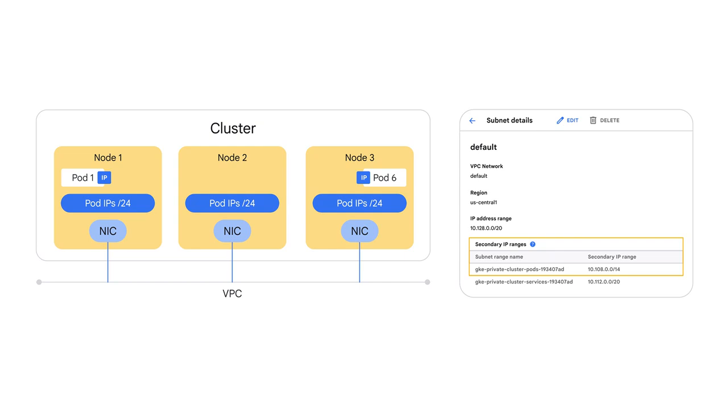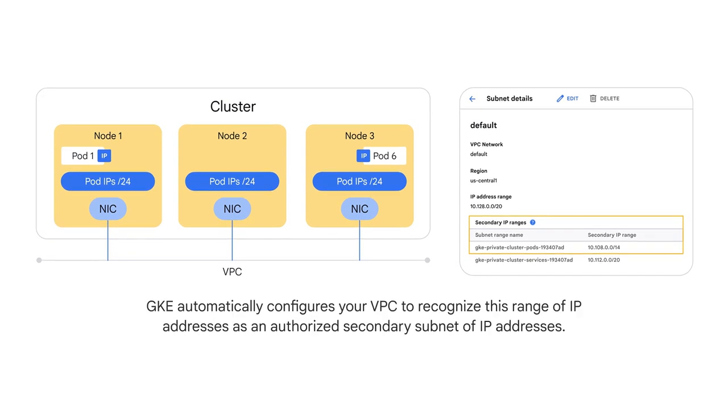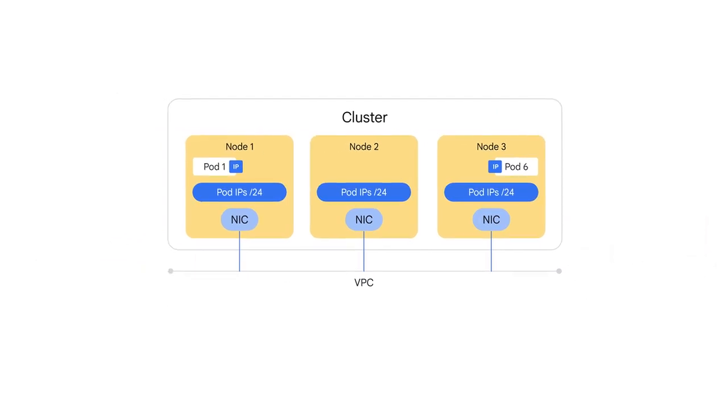Because the pod's IP addresses are a part of the alias IP, GKE automatically configures your VPC to recognize this range of IP addresses as an authorized secondary subnet of IP addresses. This ensures the pod's traffic is permitted to pass the anti-spoofing filters on the network. Each node maintains a separate IP address space for its pods, which means the nodes don't need to perform network address translation on the pod IP addresses.